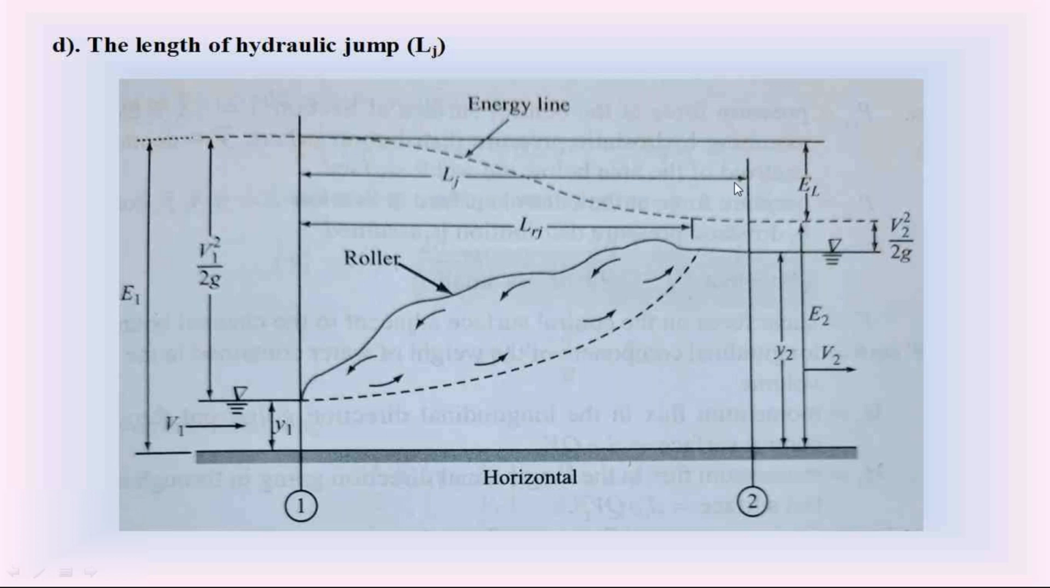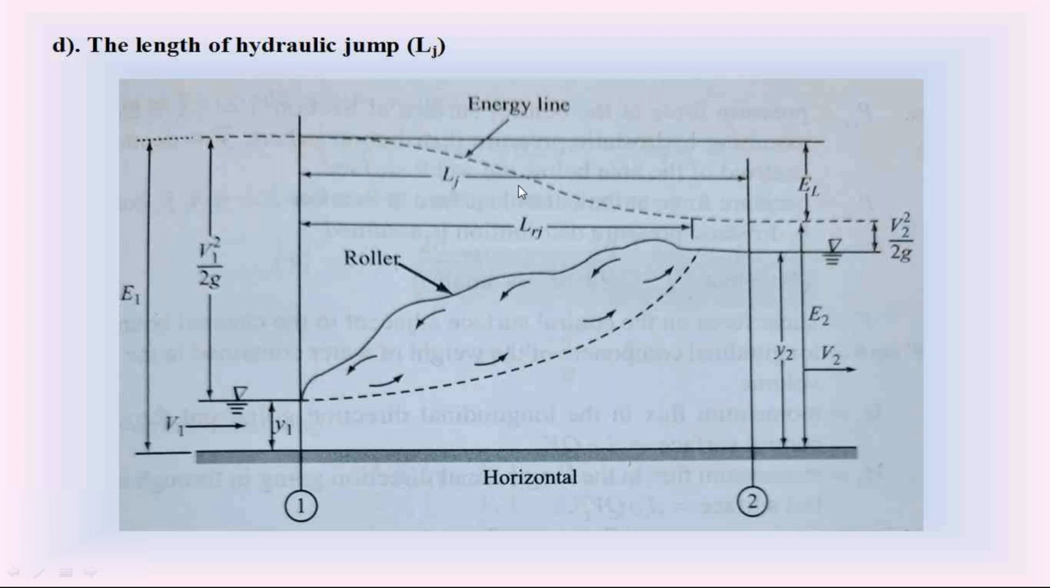Check that length of the hydraulic jump. The length of the hydraulic jump is a horizontal distance. That distance is measured from the ending of the supercritical flow. So here the supercritical flow ends. The supercritical flow gradually starts turning into hydraulic jump. This is called the toe of hydraulic jump, the beginning of the hydraulic jump. So the length of hydraulic jump is the horizontal distance measured from the toe of hydraulic jump. Toe indicates the point where this supercritical flow changes into hydraulic jump.